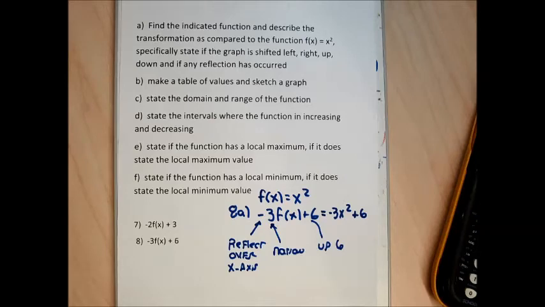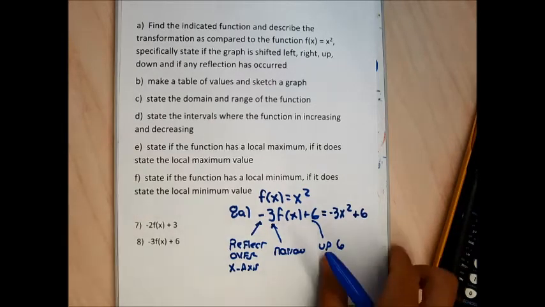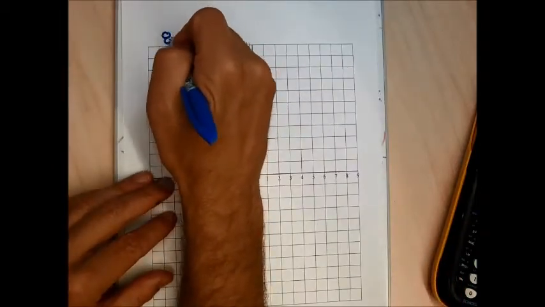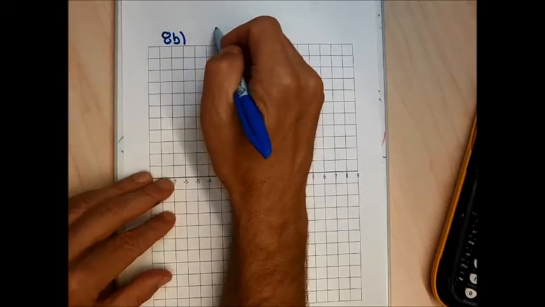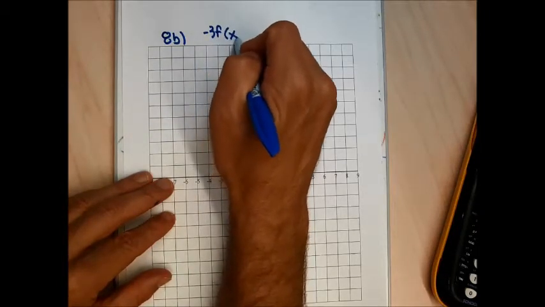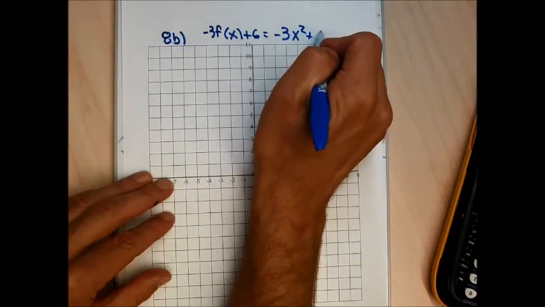All right, so now I need to sketch a graph. So I'm done with part A. On part B, make a table of values and sketch a graph. So for part 8b, I'm graphing the function negative 3 f of x plus 6 equals negative 3x squared plus 6.